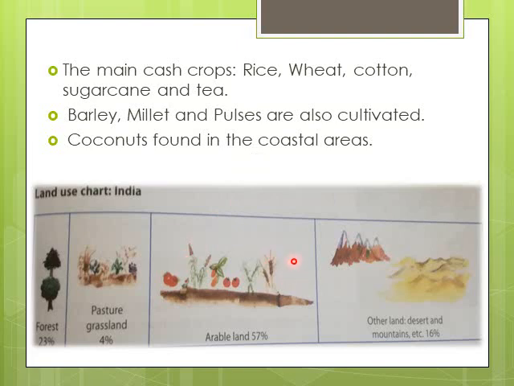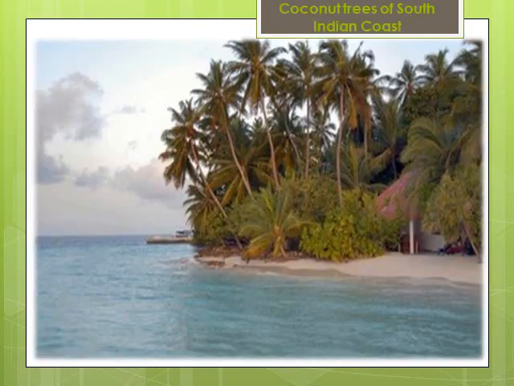So guys, here you can see the chart of land composition in India, in which you can clearly see that 23% of the area of India is covered with forest. Pasture grassland ratio is 4%. Arable land, arable means agricultural land, is 57%. And other land like desert and mountains makes up 16%. So here you can see coconut trees of the South Indian coast. Alright.